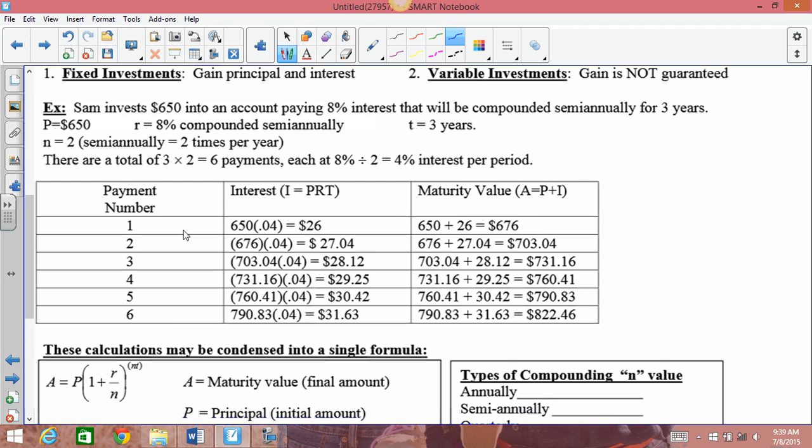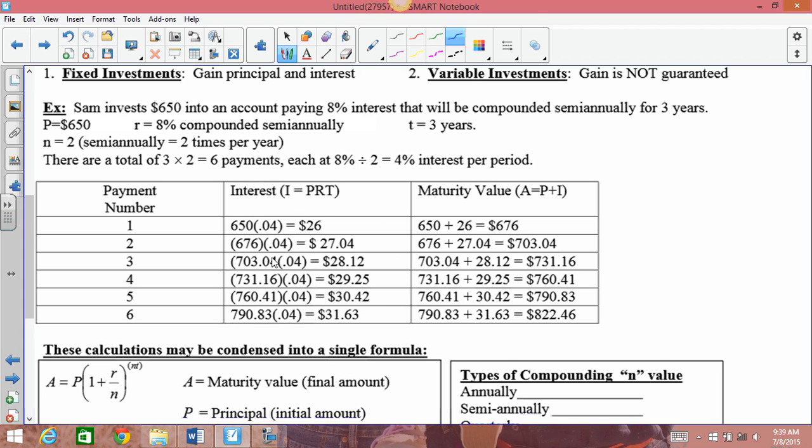When it goes to the second time that you get a payout, you're not earning your interest on that 650. Now you're going to earn your interest on the 676. So multiply that times 0.04. Now your interest amount goes up. Add that interest to how much you have. Now you've got a little over $700 in your account, and you just keep on.